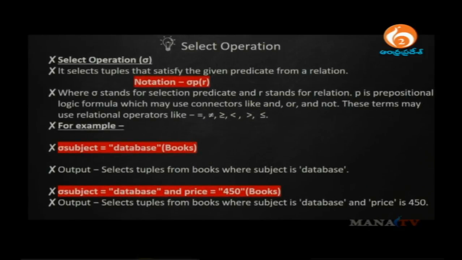So the first one is the select operation. The select operation selects the tuples that satisfy the given predicate from the particular relation you have given. This selection operation will not make any changes. For example, if you write a select operation for a particular table, it will never change the data which is present there. What it does is evaluate what is present there and just give you the result.